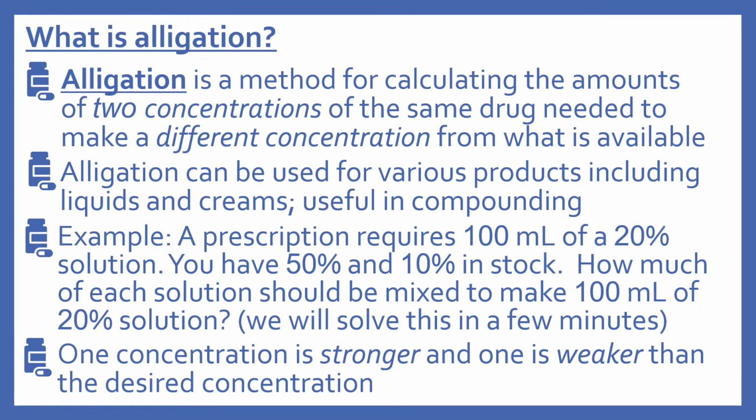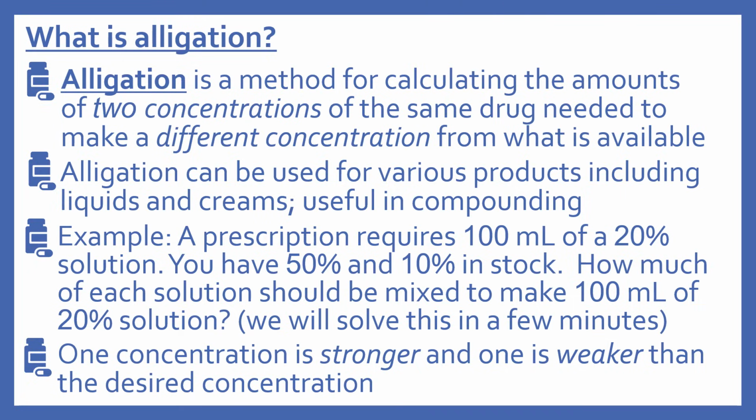And I'm going to give you an example just so you can see what I'm talking about. A prescription requires 100 milliliters of a 20% solution. You have 50% and 10% of that solution in stock. How much of each solution should be mixed to make 100 milliliters of 20% solution? So we'll solve this in a few minutes, but I just wanted to give you an example just so you can see exactly what I'm talking about.